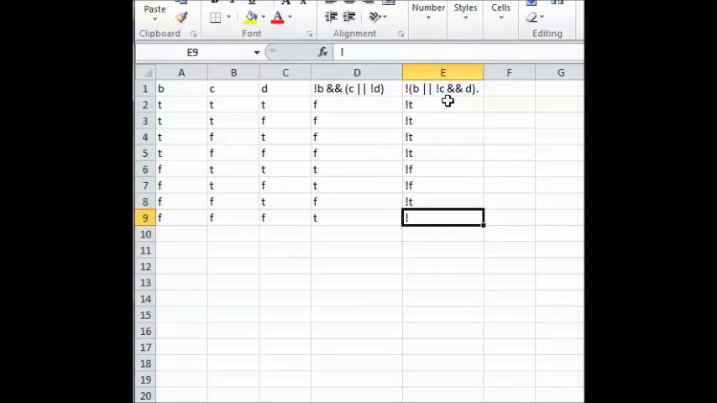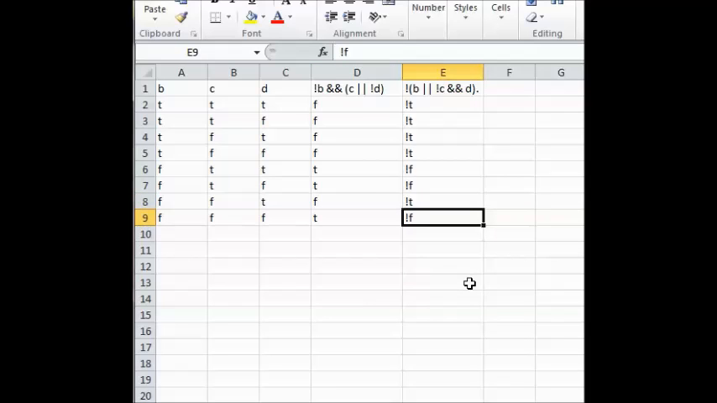And finally, not C is true, but the other one's false. So let's make the last one false. Okay, so the negation of that: false and not true is false. False and not true is false. False and not true is false. False and not true is false. True and not false is true. True and not false is true. False and not true is false. True and not false is false.